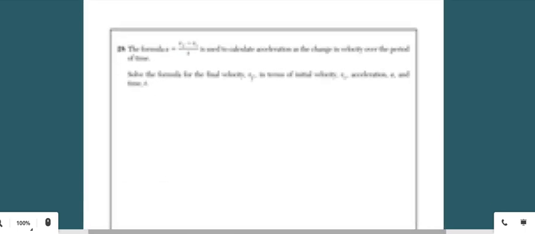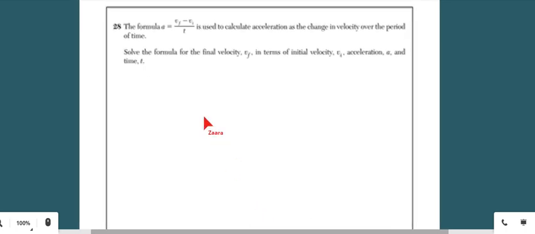Is it clear? Look at the next question. I think it's very okay.